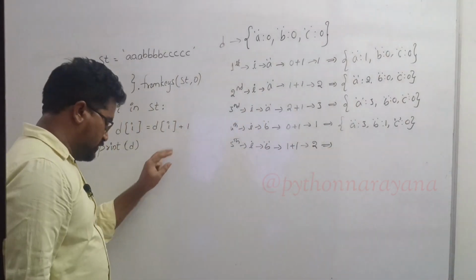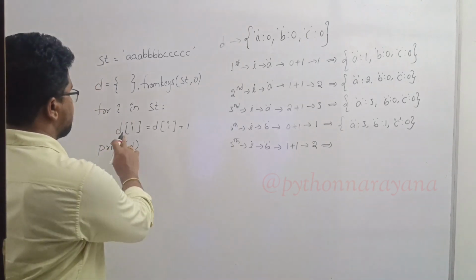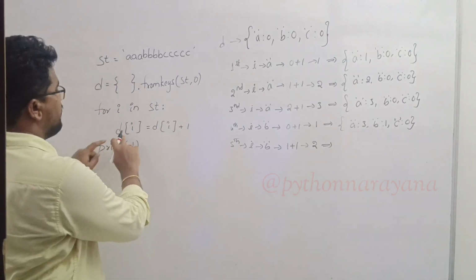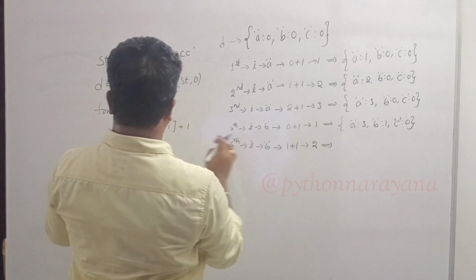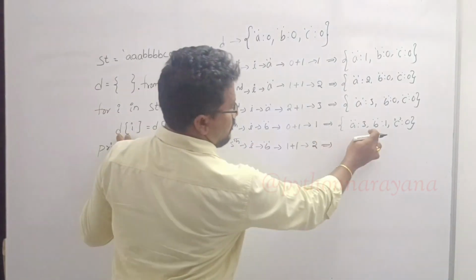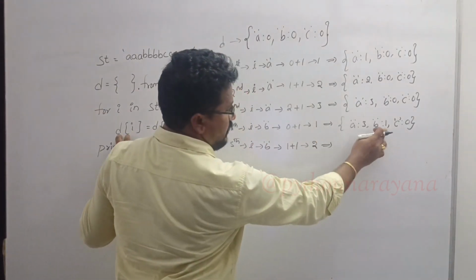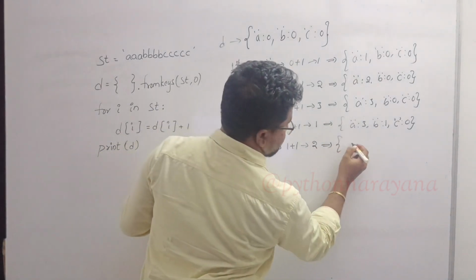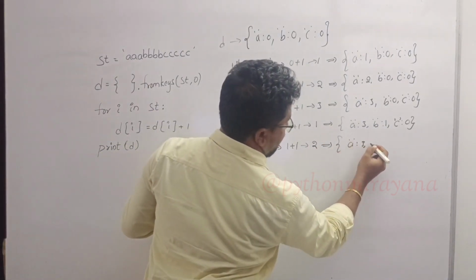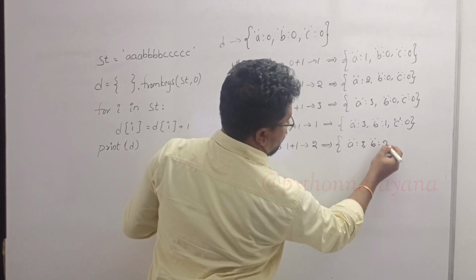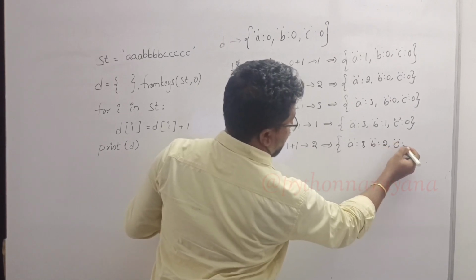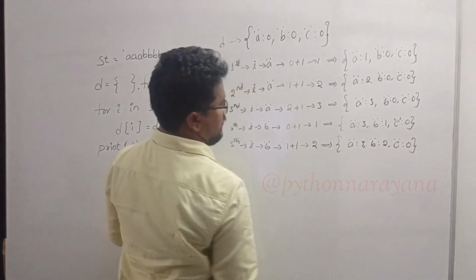Now the 2 updates which one here? Update to the existing value, okay? But existing value here, D of I, right? D of I means D of B. What's the value? 1. That 1 updated by what here? 2. That means A 3 already, B becomes 2 now, and C by default 0 is there.